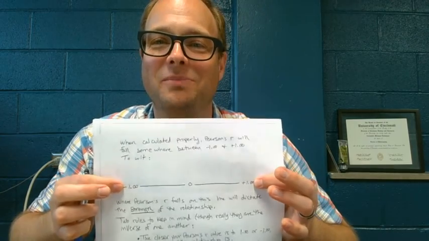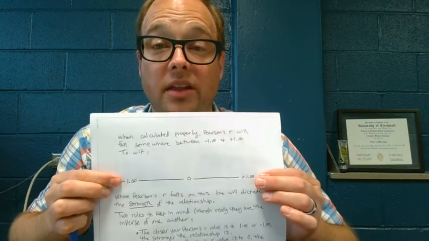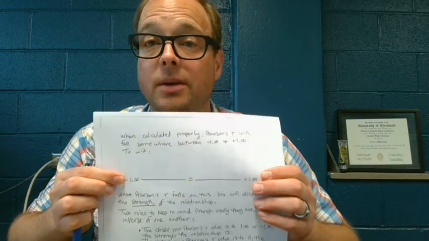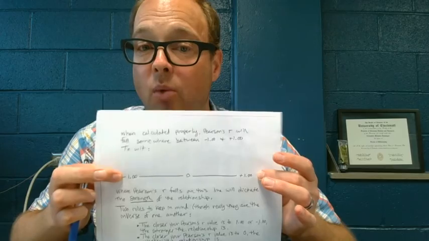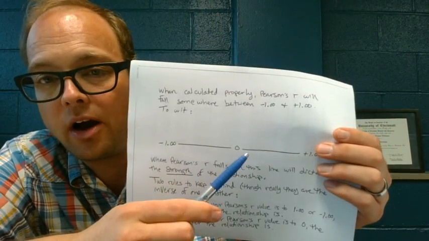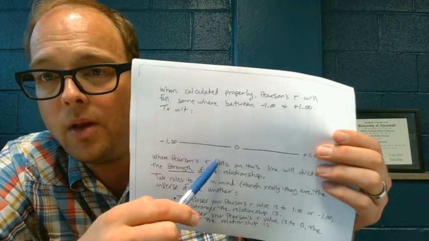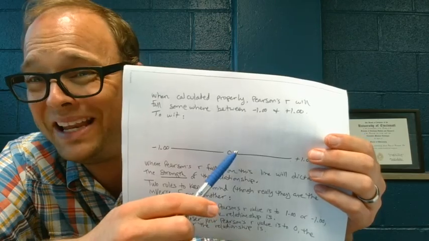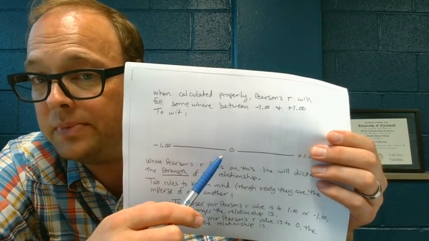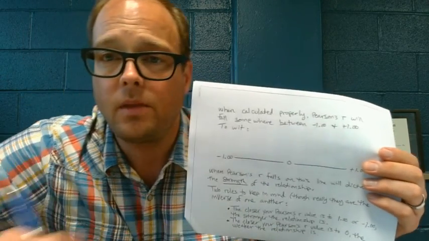These are the limits of Pearson's R. Positive 1 and negative 1 are the limits of Pearson's R. Pearson's R simply has to mathematically fall somewhere within these intervals. Now, when Pearson's R falls very close to zero, we would describe that relationship as being weak, whether it's negative or positive.